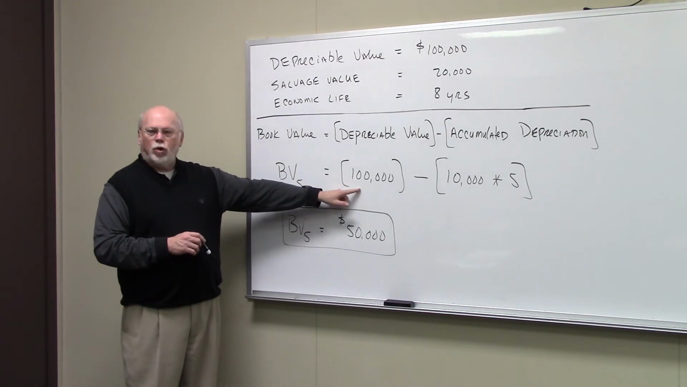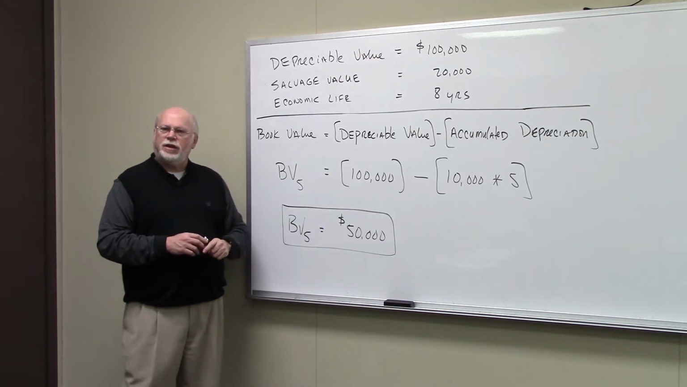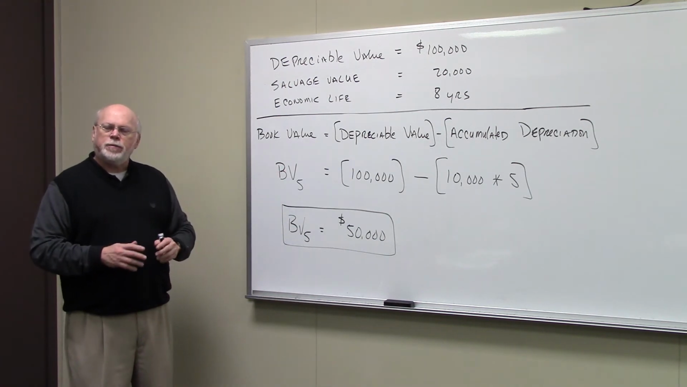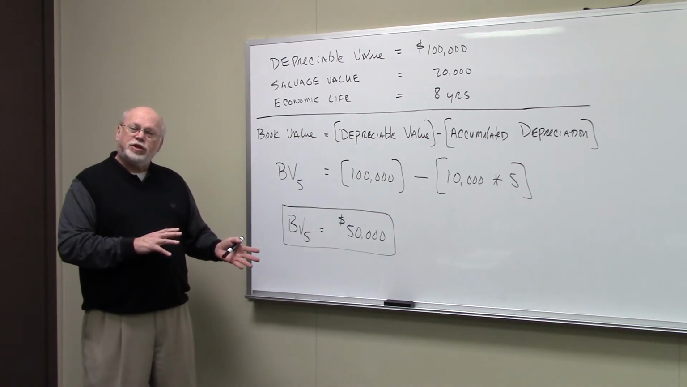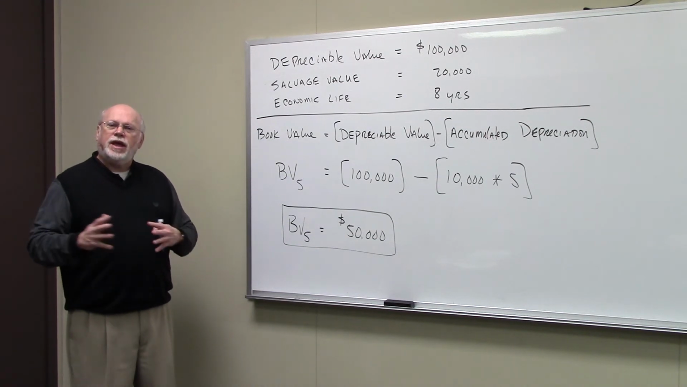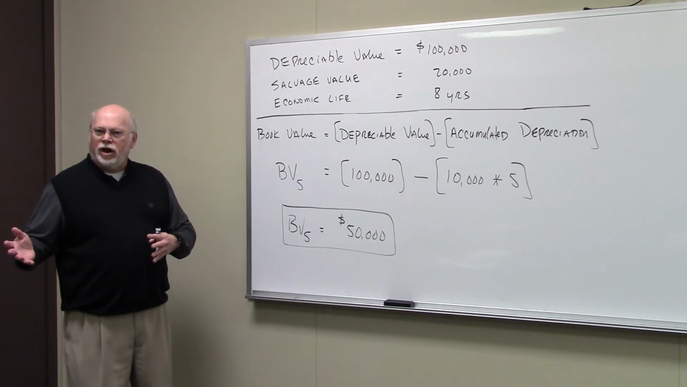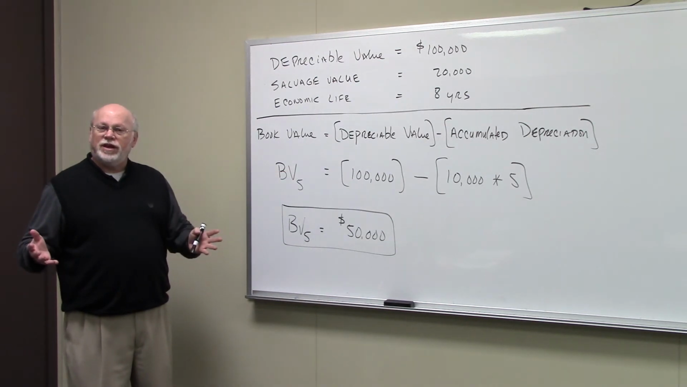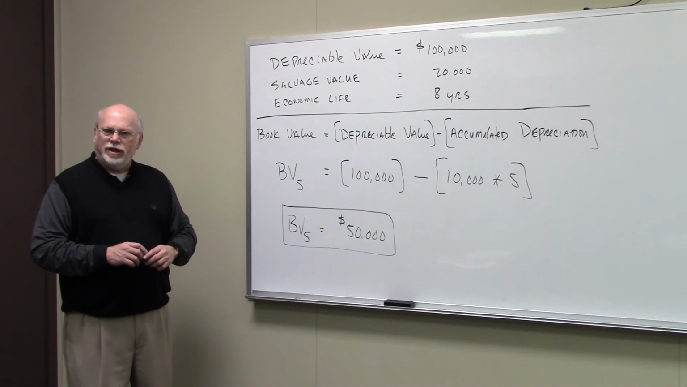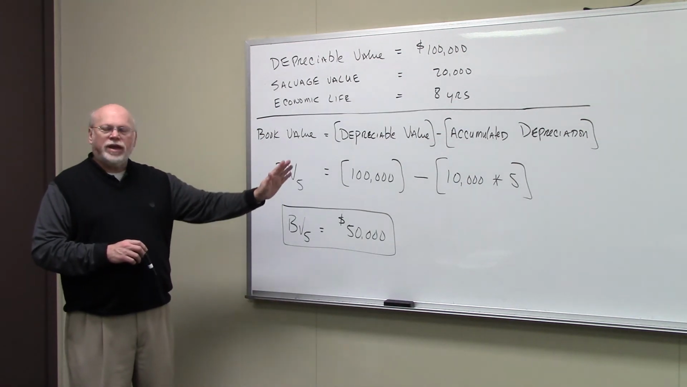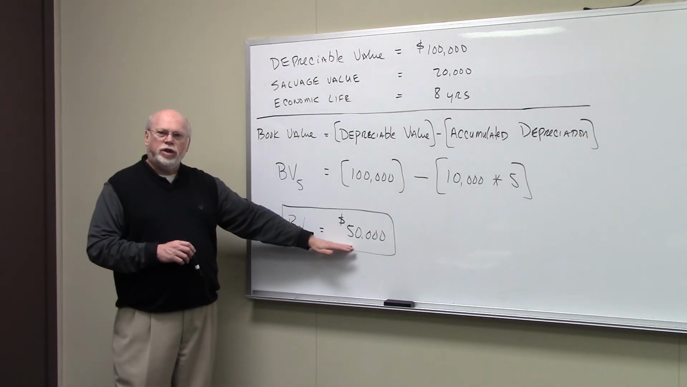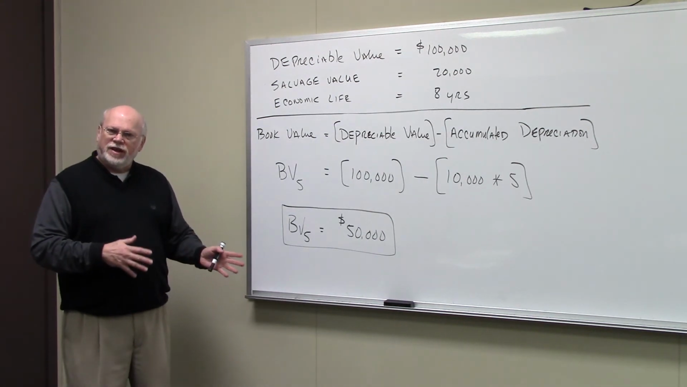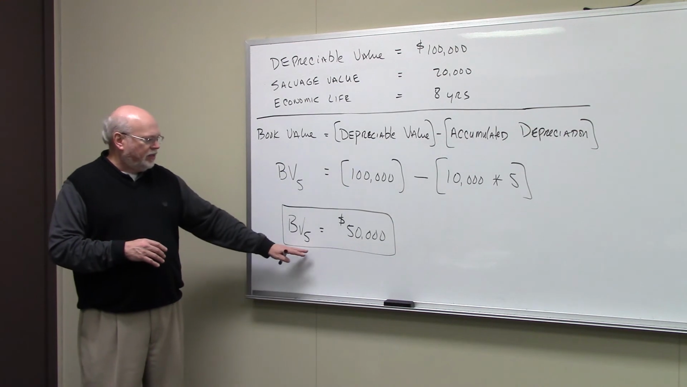So what's going to be the book value of this asset after 5 years? Well, it's going to be the original depreciable value of the asset, which is $100,000, minus the accumulated depreciation. Our depreciation expense per year is $10,000. The asset's been in our company for 5 years. 10,000 times 5 is $50,000. That's the accumulated depreciation. So 100,000 minus 50,000, we get a book value for this asset at the end of 5 years of $50,000.